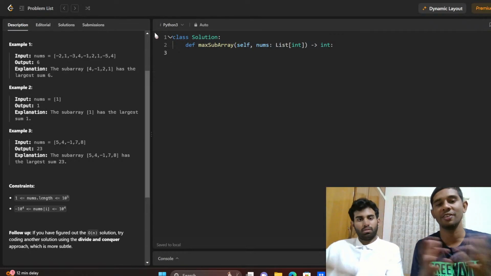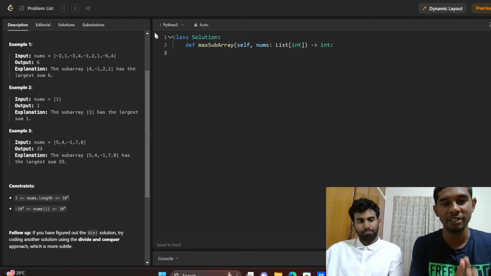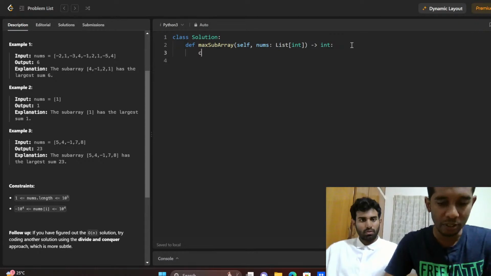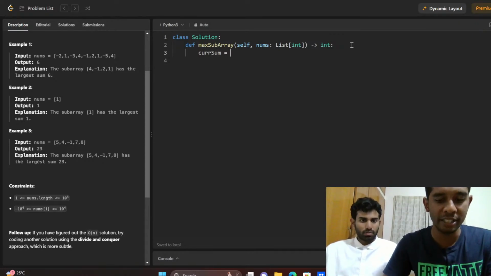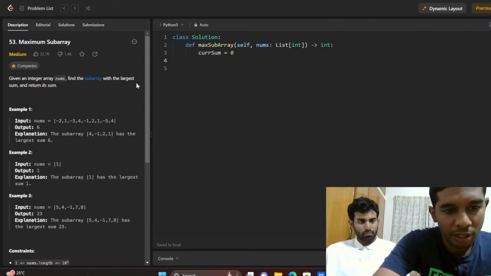The algorithm that we're going to use here is called Kadane's algorithm. It's a very, very popular algorithm. You can go check it out. But I'll just start coding it and maybe we'll get better intuition of the problem. So let me just initialize current sum to 0. One of the constraints in this problem says to find the subarray with the largest sum.